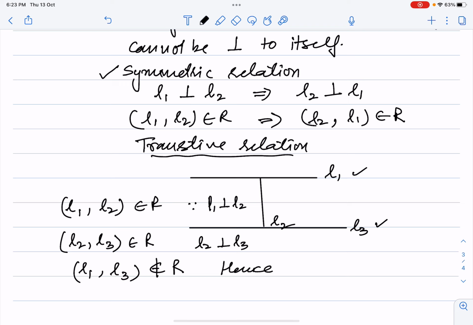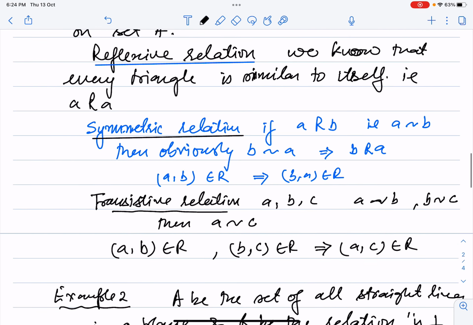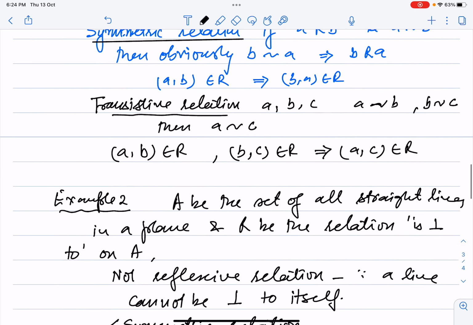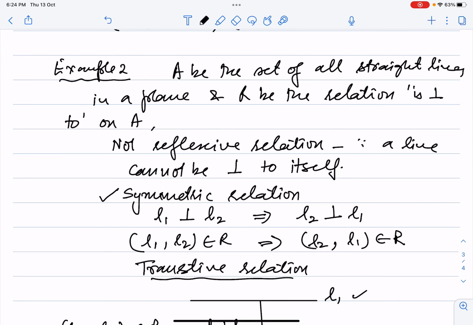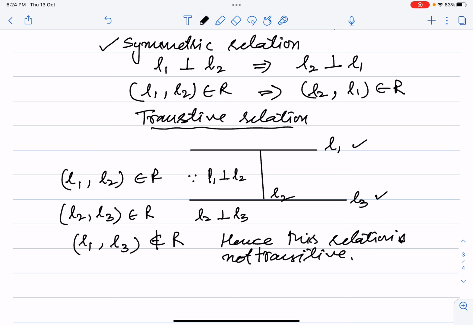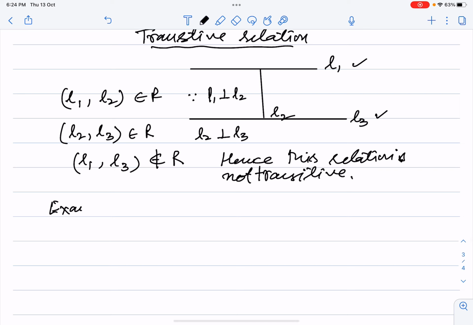Hence, this relation is not transitive. So in the earlier example, example 1, we saw that the relation was reflexive, symmetric and transitive. But in example 2, we saw that the relation is not reflexive, but it is symmetric, and also it is not transitive. Yes.